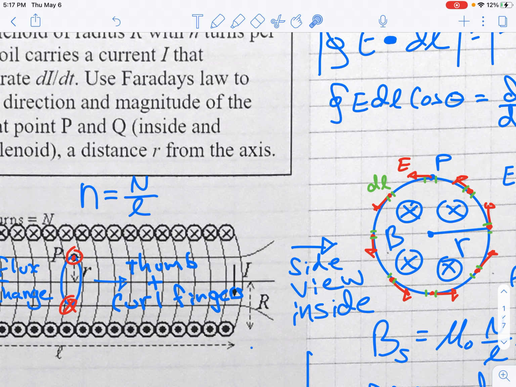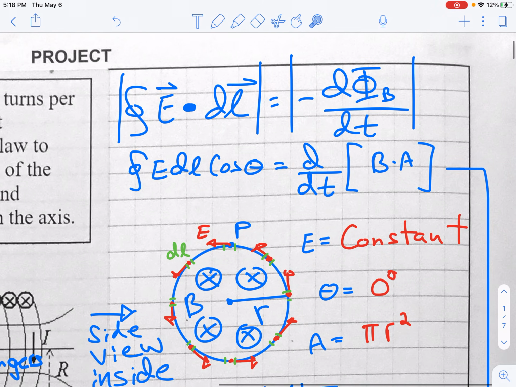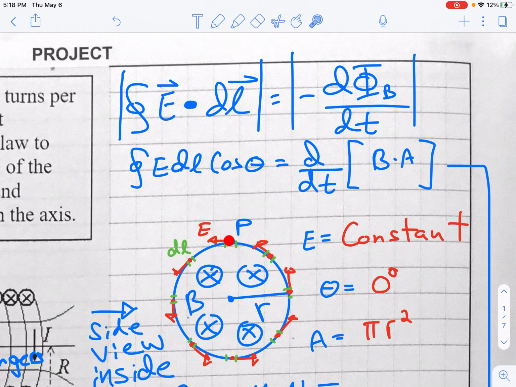They're always at 0 degrees to the electric field, highly symmetric. And the electric field there is constant because we're always at the same distance away. The angle between the electric field and dl elements is 0, so when we do cosine theta, we maximize it. The area here is pi r squared. Now, this circle right here is not the solenoid. The solenoid would be bigger. It's out here somewhere. This is only to point P.